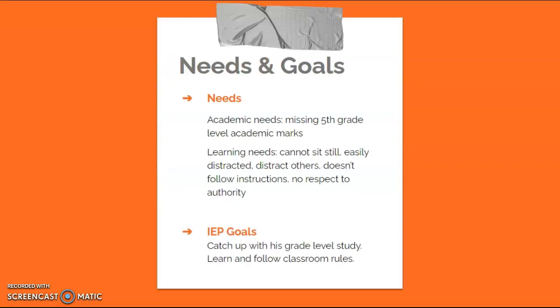And the needs and goals for him. The academic needs: he's missing a lot of 5th grade level academic marks. Also learning needs: he can't sit still, is easily distracted, and also distracts others. He doesn't follow instructions and shows no respect to authority. The IEP goals for him are to catch up with his grade level study and to learn and follow classroom rules.